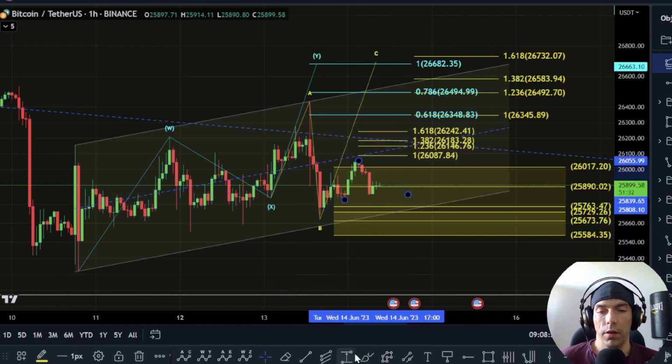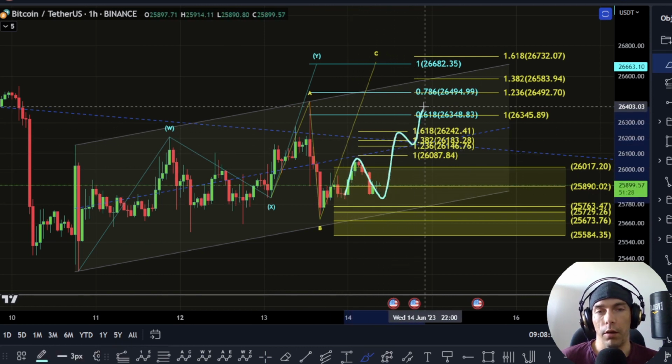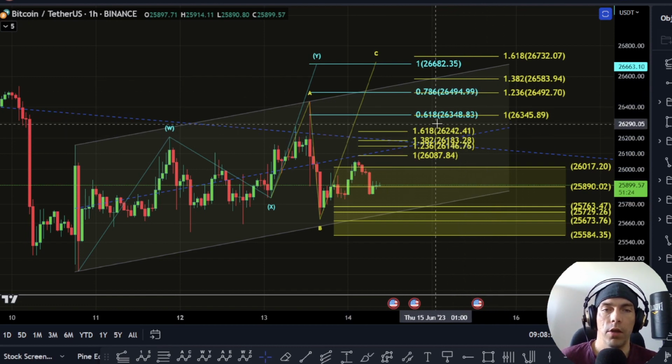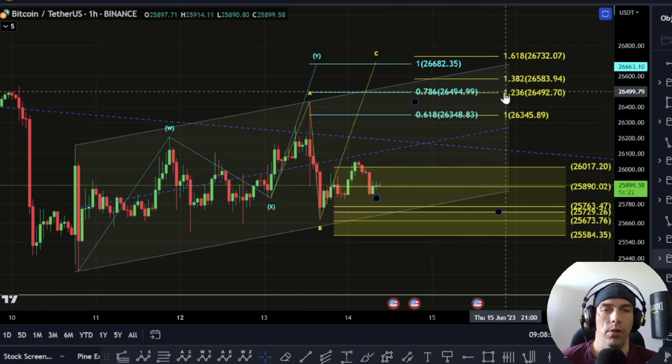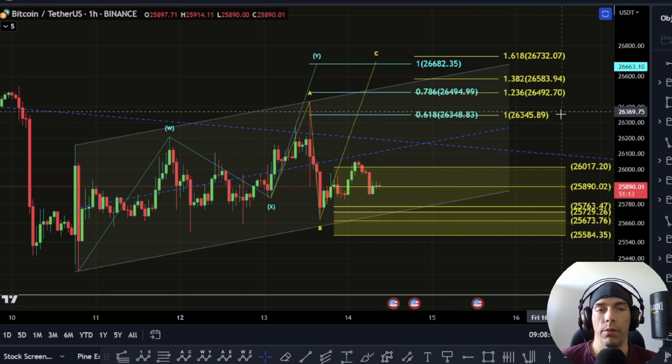This would then put us in that situation where we could argue this is 1, 2, 3, we'd get a 4th and a 5th, then we'd get another 4th and a 5th, and what we'd be looking to target out here would actually be these yellow target areas here. So the 1-to-1 would actually be here if this is going to be a running flat at this 26,345.